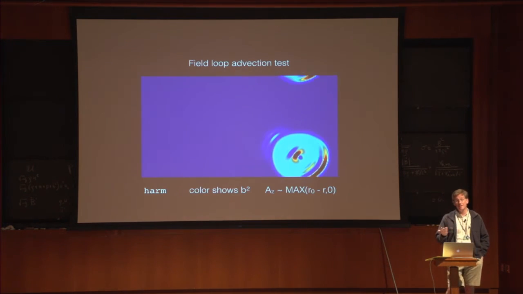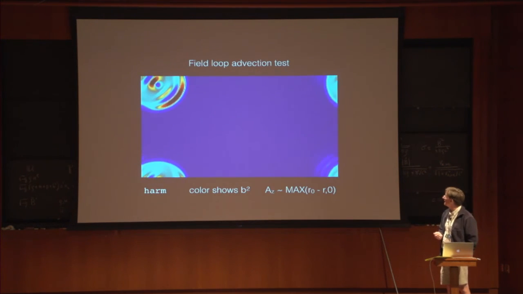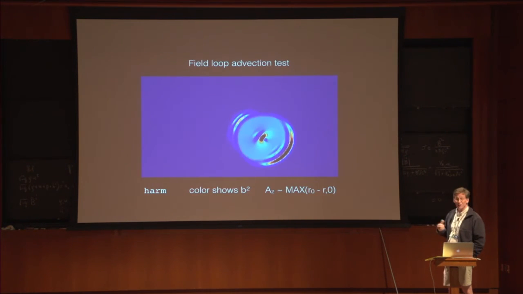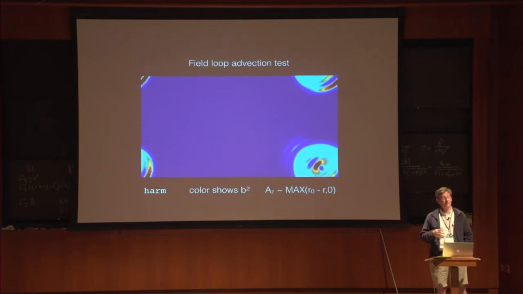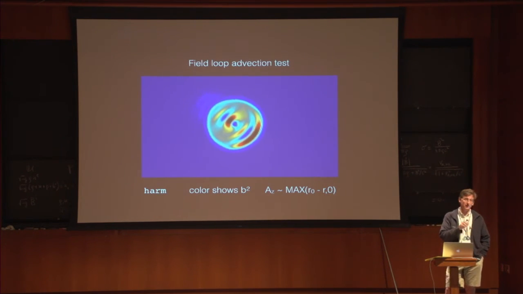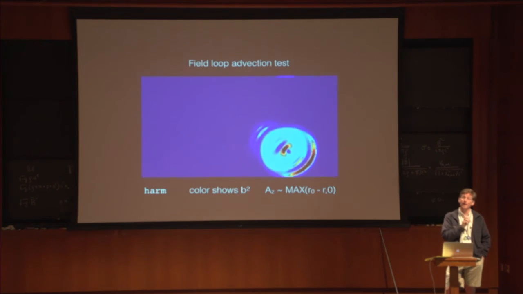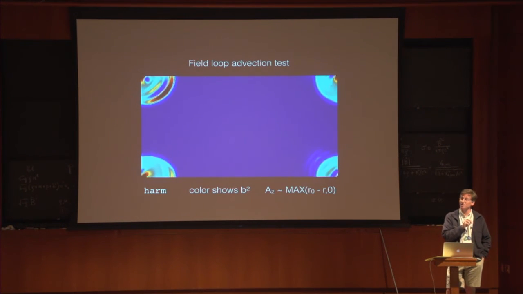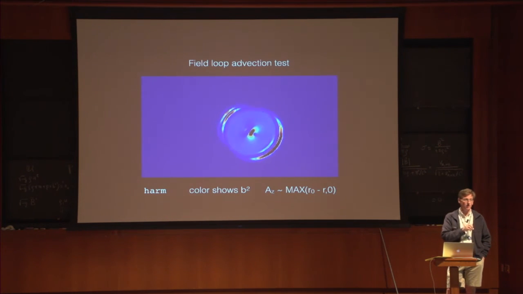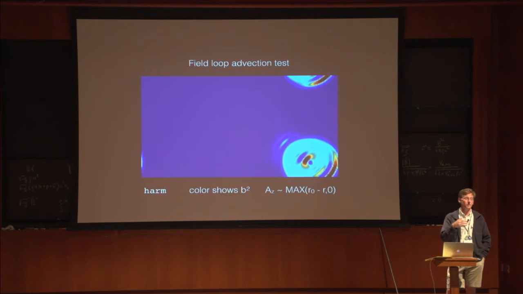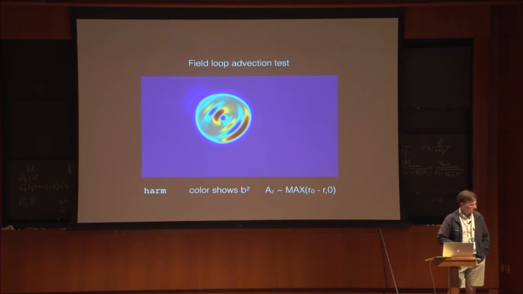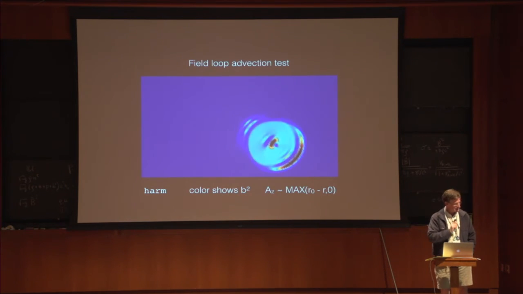Okay, so we advect this field loop across the grid with Harm. And that doesn't look very good. So there's a significant dispersion error associated with our numerical technique, which can be traced to the way we evolved the magnetic field, and in particular to the way in which we've implemented constrained transport. So the sort of shorthand description of this is that we don't upwind the EMFs. So I think Jim designed the test specifically to show that.